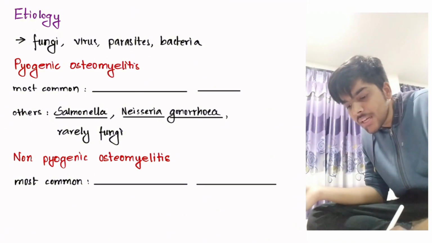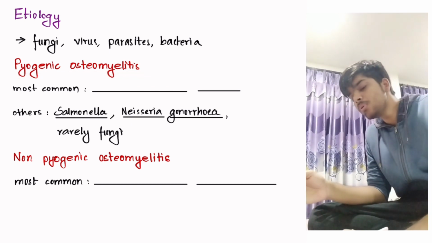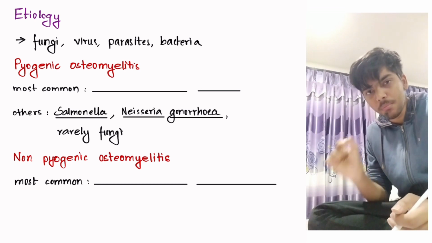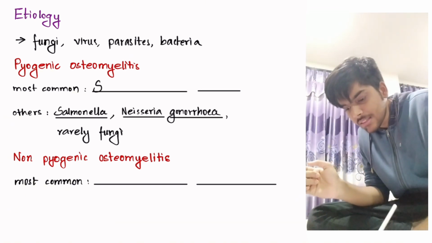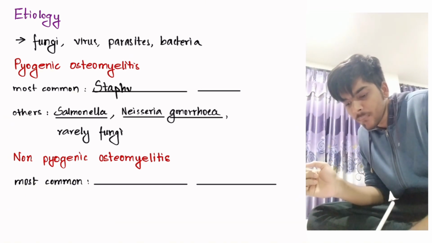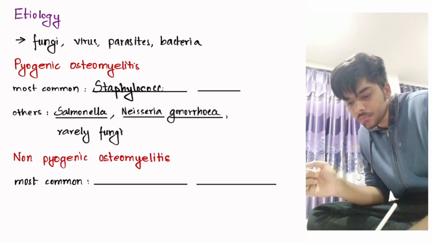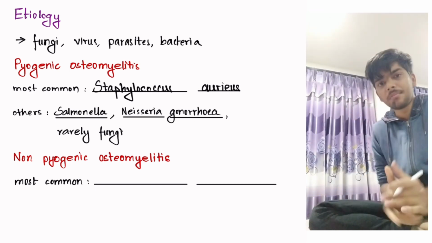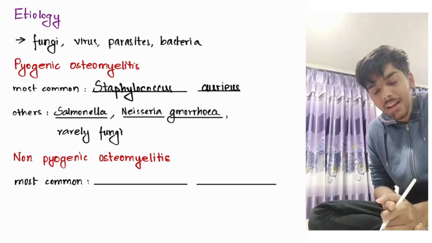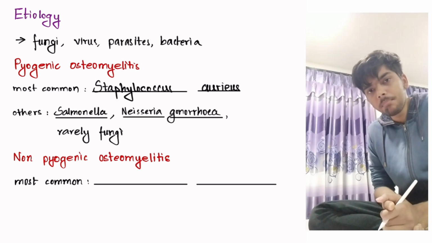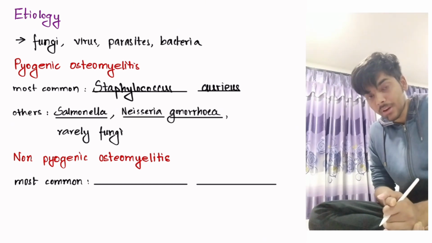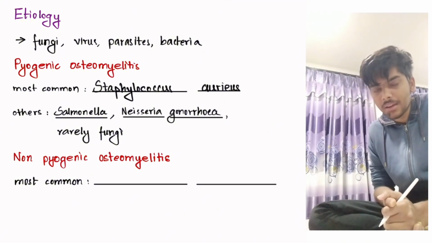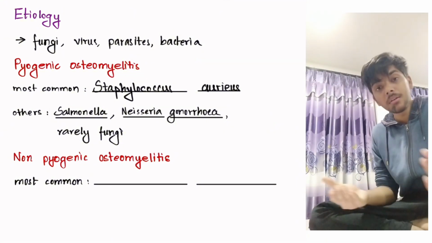First, pyogenic osteomyelitis. The most common microorganism that causes pyogenic osteomyelitis is Staphylococcus aureus. Staphylococcus aureus is a bacteria, and it is the most common pathogen, most common pyogen, that causes pyogenic osteomyelitis. There are other pyogens as well.